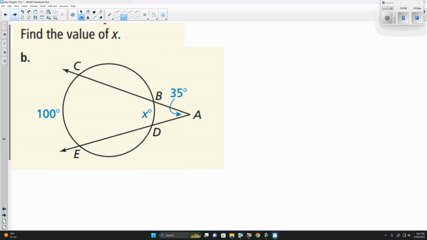Okay, guys, this one here is the last one we're going to look at today. We will finish this up tomorrow. Now, this one here, we're finding the value of x. Now, they told us the exterior angle is 35 degrees. Well, the exterior angle is equal to 1/2 of the bigger arc minus the smaller arc. And we know 100 is bigger. So how do we know 100 is bigger than x? It's farther away, so it will be the bigger one.